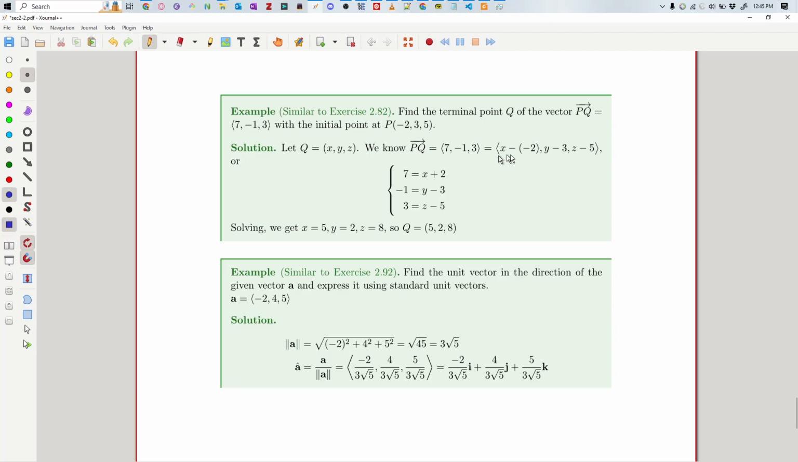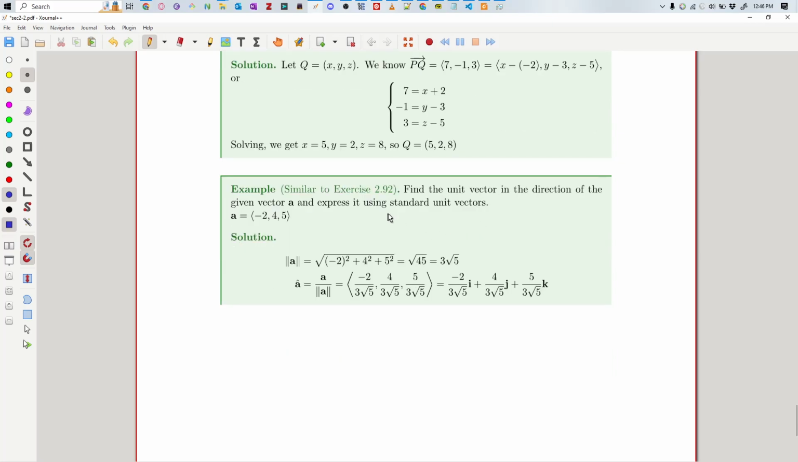Now, these 2 vectors need to be equal, which means that their components need to be equal. So 7 should be equal to this expression, -1 this expression, and 3 this expression, which gives us this system of equations, which is pretty easy to solve. You just solve each of them individually. That gives you x is 5, y is 2, z is 8. And so that gives us the coordinates for the terminal point Q.